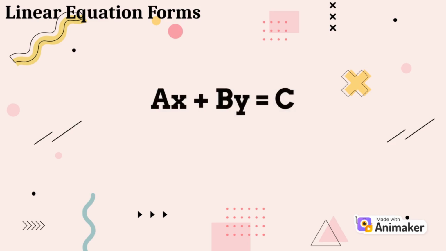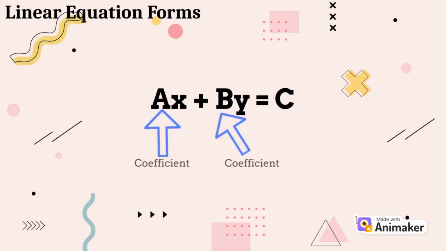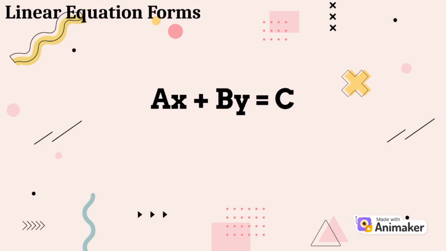This is our prime example. In this equation, the variables a and b act as coefficients of x and y respectively. Meanwhile x and y are the variables, as well as c as a constant.